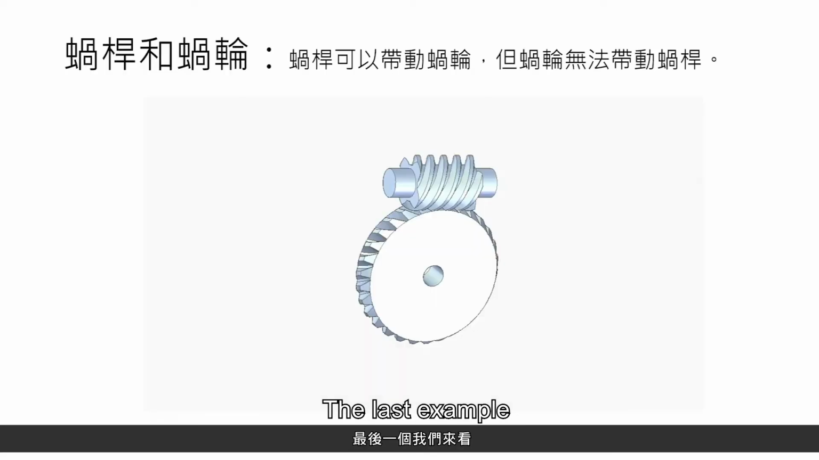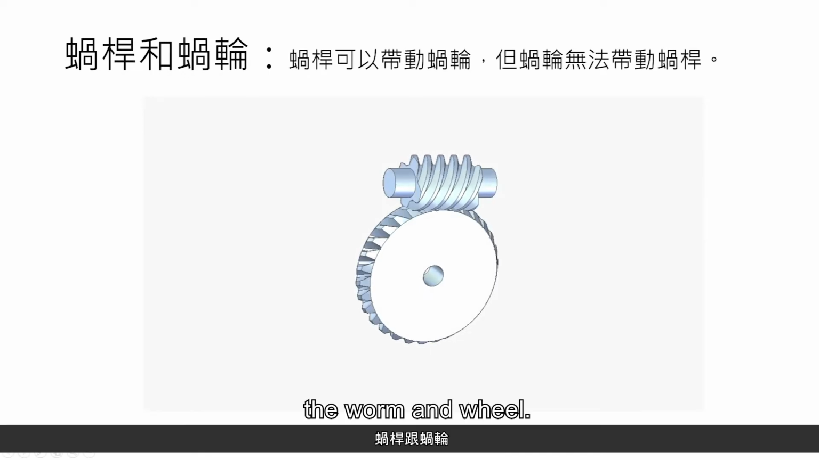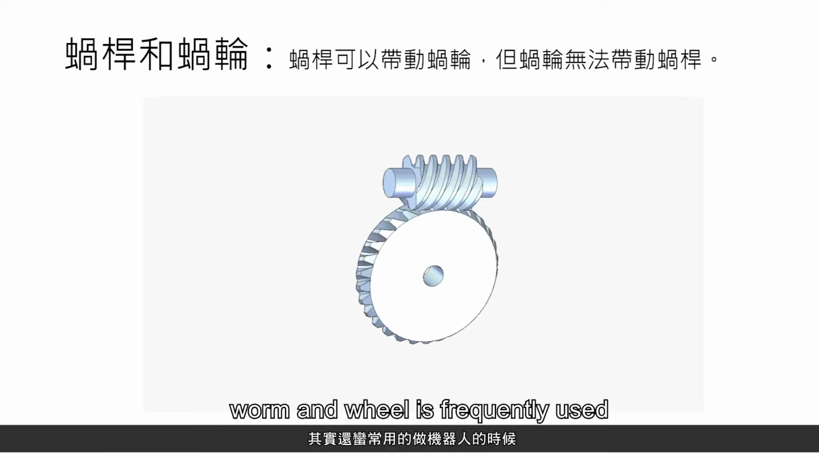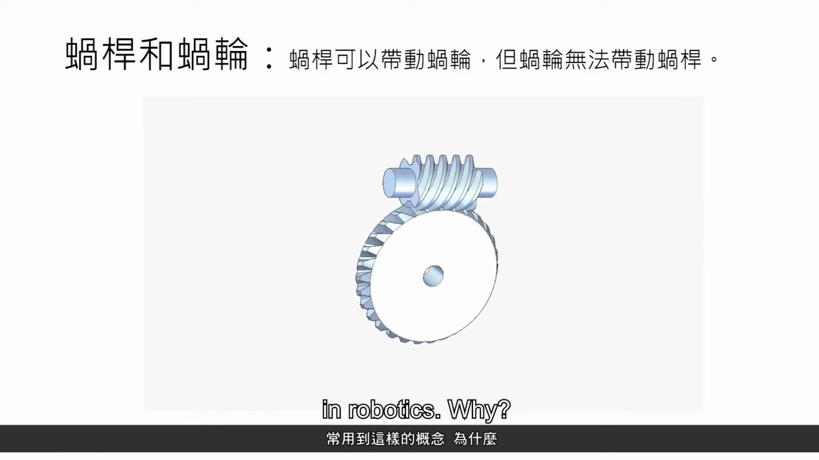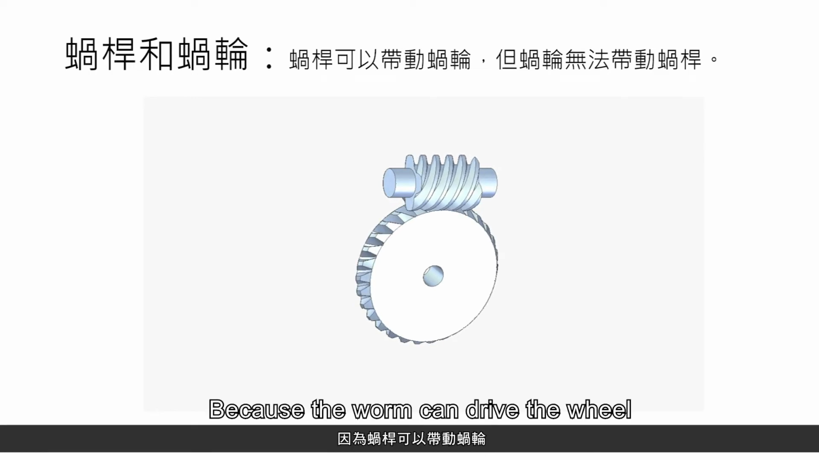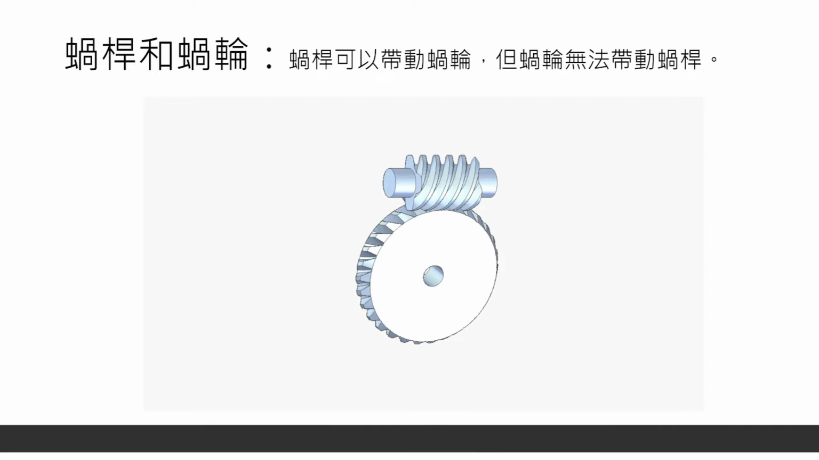The last example we're going to see is the worm and wheel. The concept of worm and wheel is frequently used in robotics. Why? Because the worm can drive the wheel, but the wheel cannot drive the worm, which means it's irreversible.